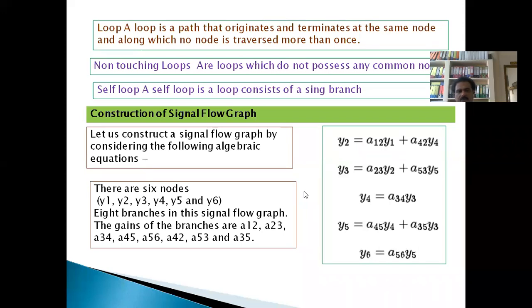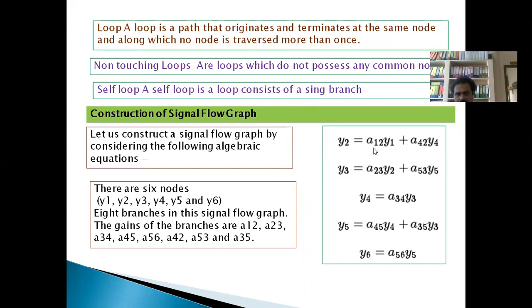Okay, now let us consider the signal flow graph by algebraic equations. We have noted all these equations and we have identified the nodes and branch gains. Now, how many nodes are there? Total 6 nodes. And how many branch gains? Total 8 branch gains. We have identified these from the equations.